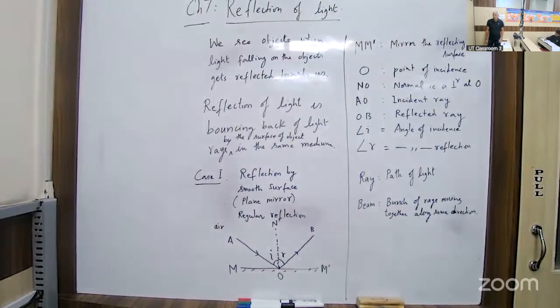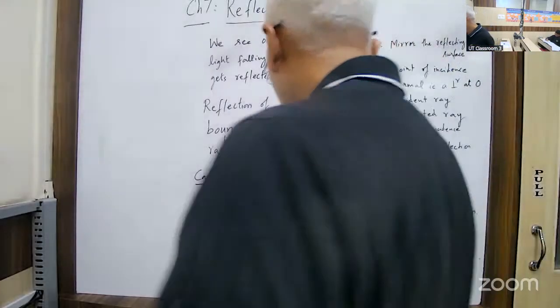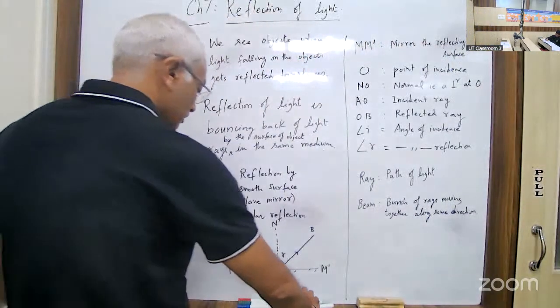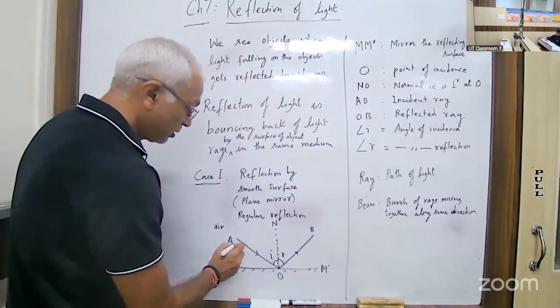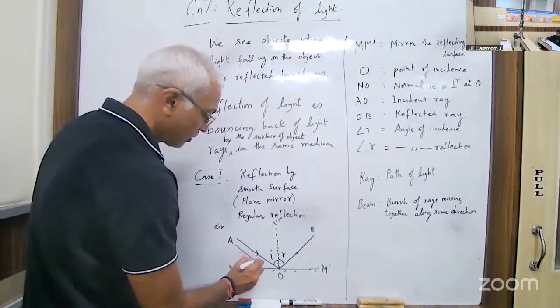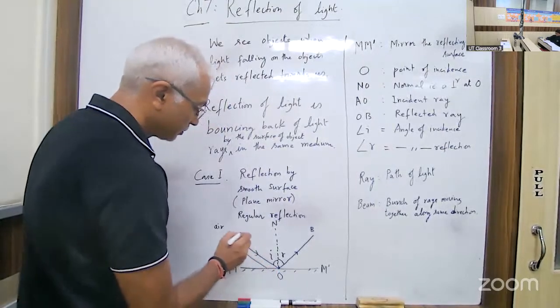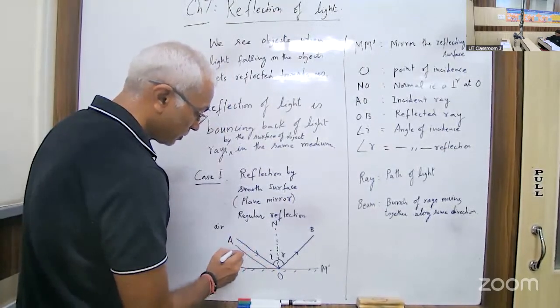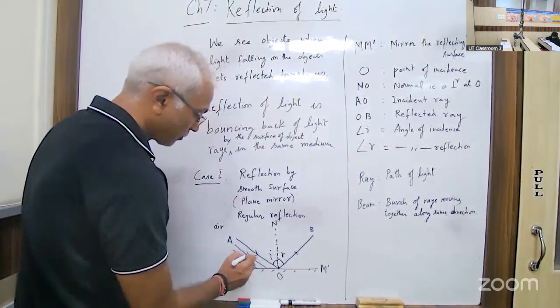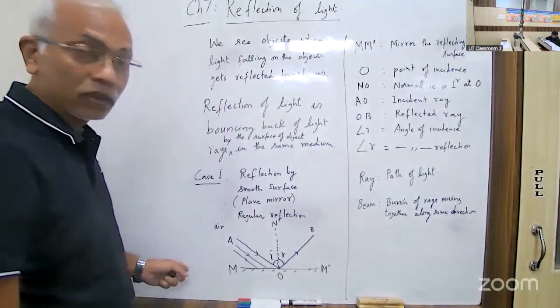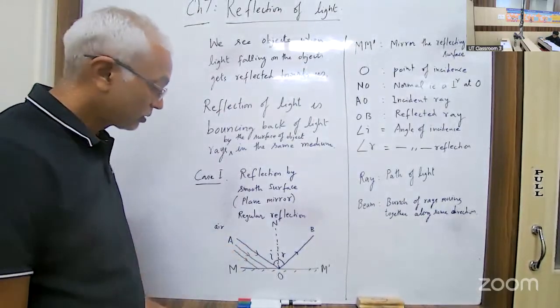So when we say regular, what do I mean by regular reflection? If it is a beam, the incident ray will not have just one ray, it will have multiple rays. Just take this. Okay, so they are traveling together.